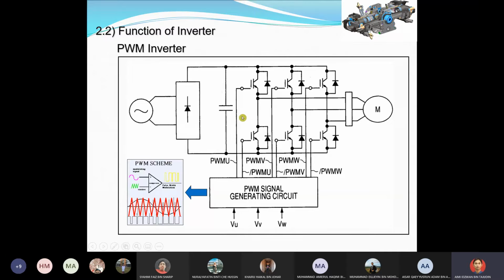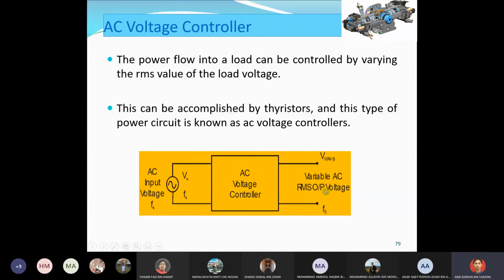Okay, so PSIM software ni is a powerful tool lah for me to explain to students. Okay, and now we move to the last converter. So this is what we call the AC voltage controller. Okay, AC voltage controller is a device when we want to change directly from AC to AC. So the power flow into a load can be controlled by varying the RMS value of the load voltage. Okay, RMS adalah effective value. So effective value sebenarnya adalah keluasan di bawah graf. Okay, keluasan dari bawah graf.